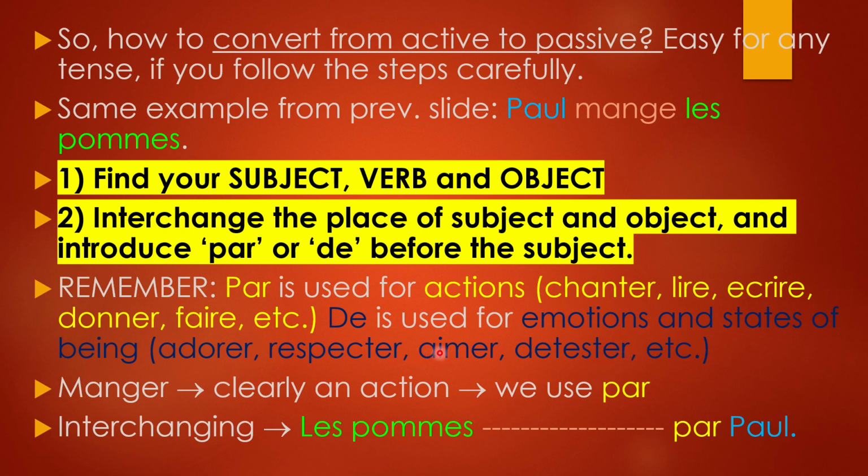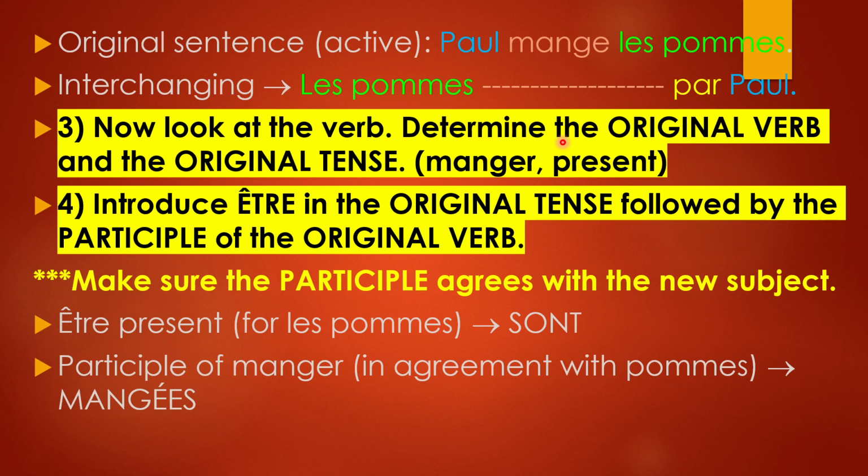Now, what action are we talking about in this sentence? We're talking about mange, which is to eat. It is a concrete action, so we use par. So this is your second step. You interchange the subject and the object, get the object in front, get the subject to the end, put in par or de before the subject according to the verb. The next step is, now that you are done with the subject and the object, you are done with par, the next step to tackle is the verb.